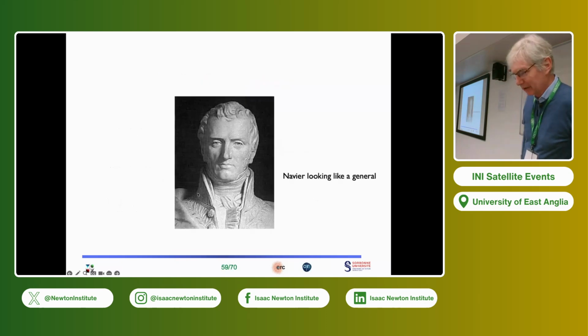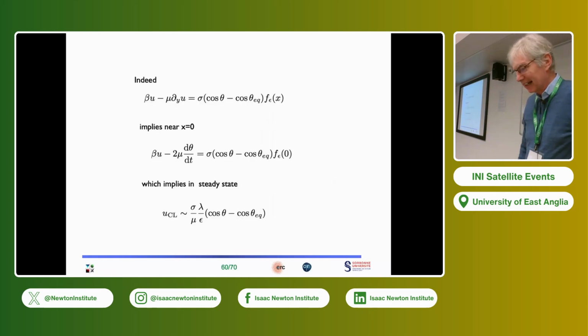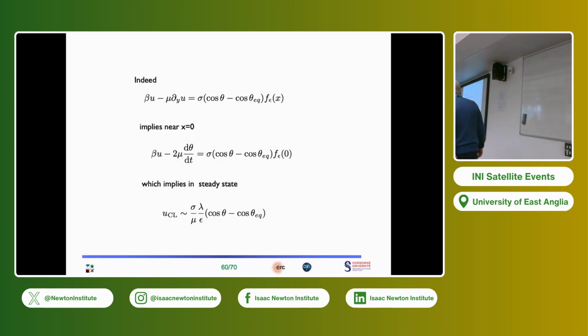And so Navier looks very happy, like a general, because now he has a better condition. And if we investigate his condition, well, I just rewrote what was on the previous slide, and then I expand near 0, so the f epsilon of 0 is 1, or 1 over epsilon, and then I get this relation, and this combination, lambda over mu epsilon, is sometimes known as the contact line friction.